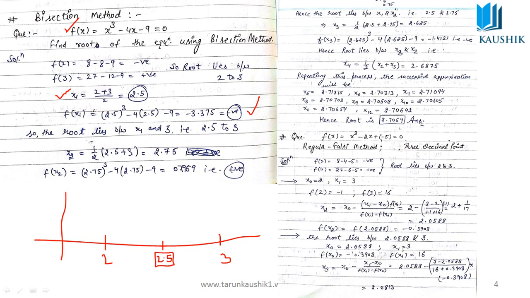This is the point you have to remember. If after putting any value of x in the function you get a negative value, then the root will be lying on the right side. Always remember, if the value of the function is coming negative, then the root must be lying on the opposite side.